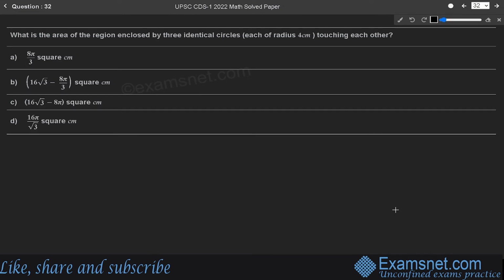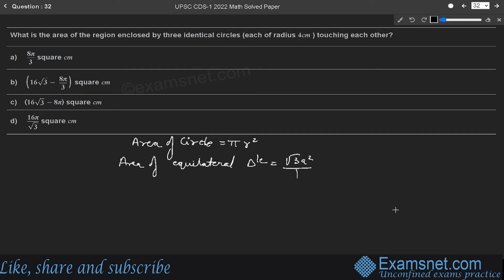Next question is, what is the area of the region enclosed by 3 identical circles, each of radius 4 cm touching each other? It is given in the question that 3 equal circles of radius 4 cm touch each other. So we know that area of circle is pi r square, and area of equilateral triangle will be equal to under root 3 a square upon 4. Here r is the radius of the circle and a is the side of an equilateral triangle.